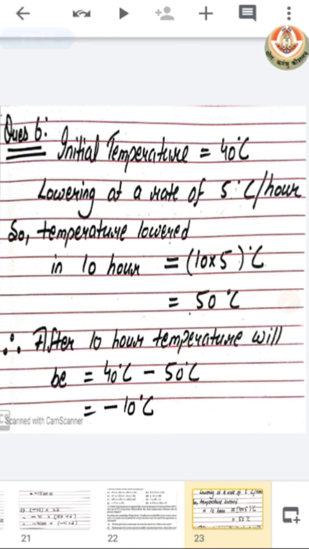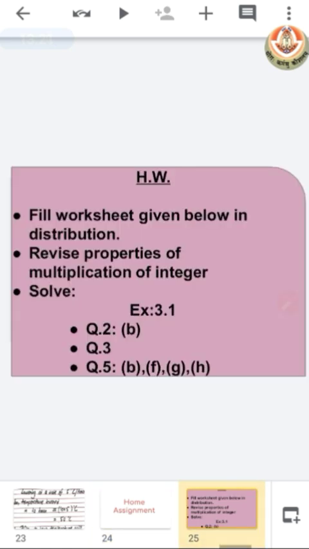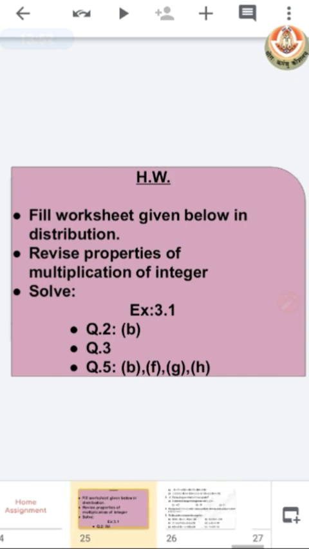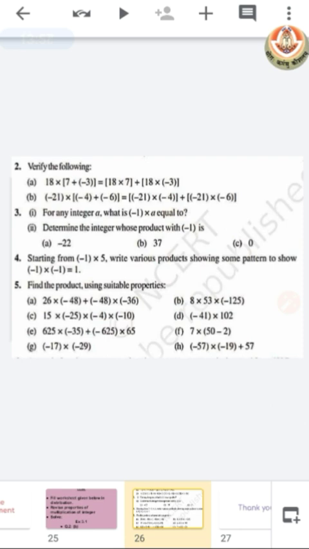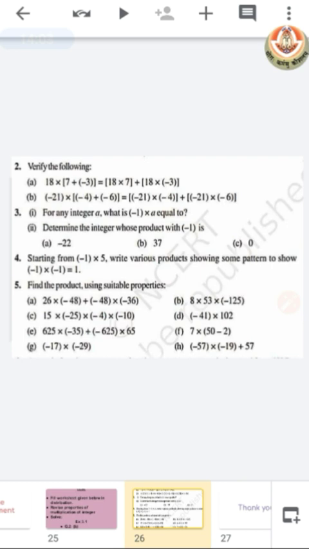I hope class you all are understanding very well. So now this is your homework. You have to fill the worksheet given in the description box, and you have to revise the properties of multiplication, because these properties are very important for your chapter and for upcoming classes also. And then you have a few questions to solve for your practice, which are similar to those questions we have discussed in this class. This is the screenshot of those questions whose parts will be given for your practice. So you can see the questions from here.